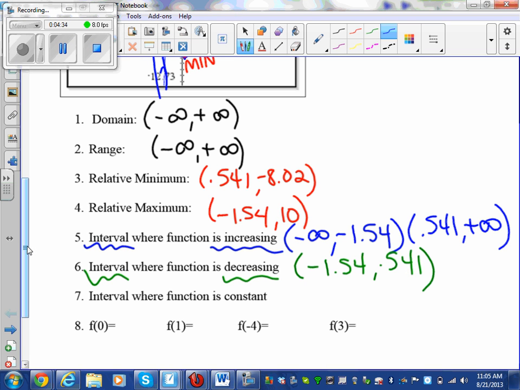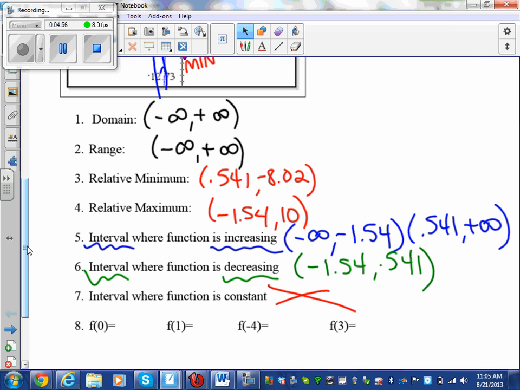For those intervals, and you did use the x values of that max and min for where those walls were put up to break up this graph into those intervals of increasing and decreasing. And this graph doesn't have a horizontal flat portion at all, so there is no interval to write for constant.